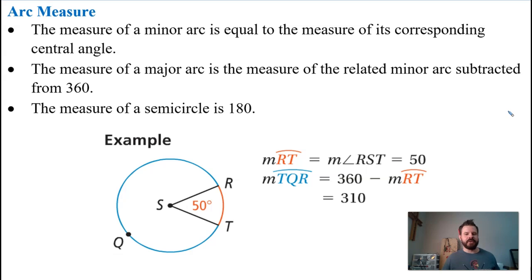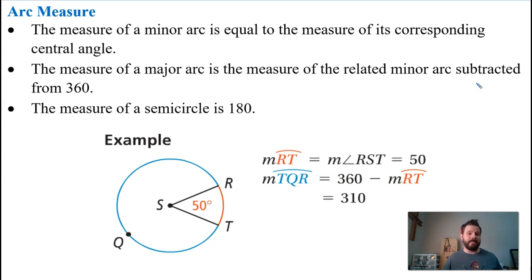Okay, next thing we're going to do is actually add some measurements to those arcs. We're going to talk about arc measure. And arc measure is pretty simple. There's a few different criteria. Let's start with a minor arc. We're going to say the measure of a minor arc is equal to the measure of its corresponding central angle. So in other words, if I'm talking about this minor arc RT here, we're just going to say it's 50 degrees because the central angle that makes up that arc is 50 degrees.